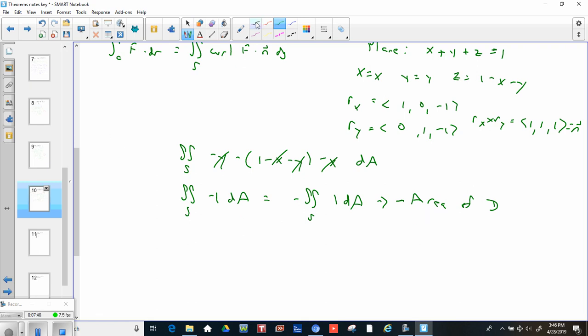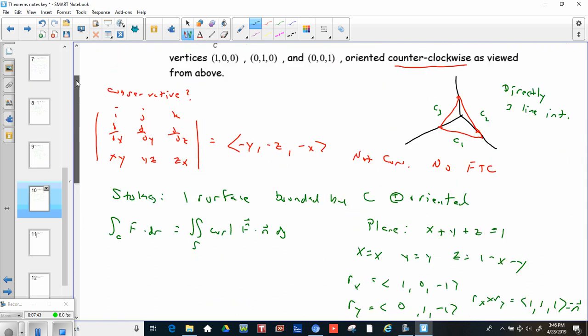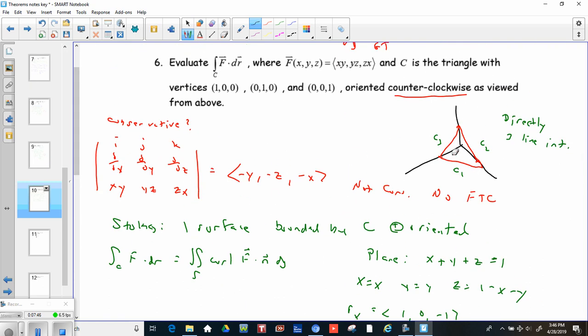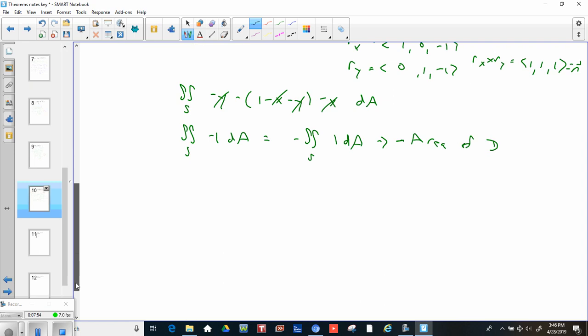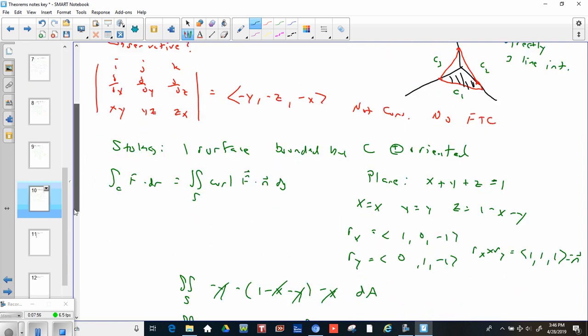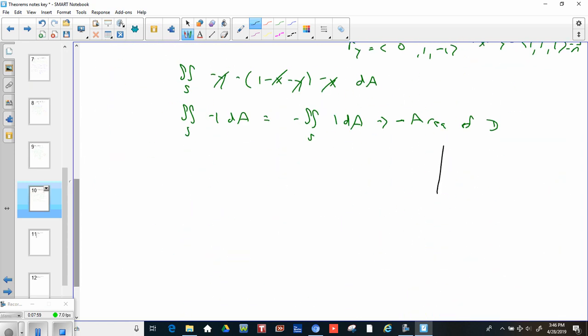So if we take a look real quick at what the surface looks like underneath, well, that's just this section right down here. That's the domain underneath of the surface. So if you put that back into an XY orientation, it's literally just that triangle, 1, 1. That's X, that's Y. So the area of that triangle is 1/2 base times height. 1 times 1 is 1, times 1/2 is 1/2. So what I get is -1/2.